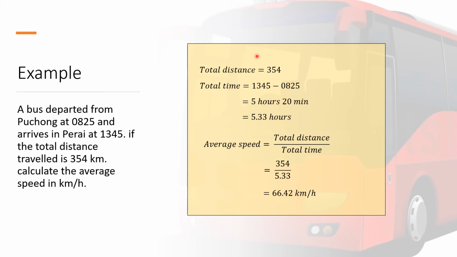So this is how we calculate the average speed. We calculate the total distance, then we just divide it by the total time taken. If the bus stops for a while, the time is still moving, so we should calculate all the time taken, including when the bus is stopping.